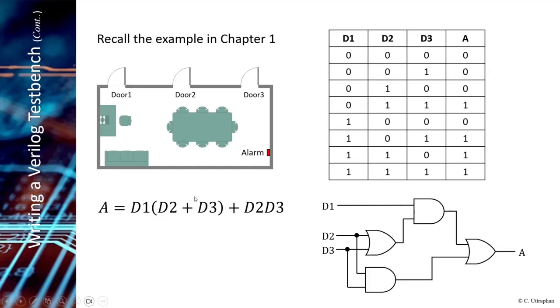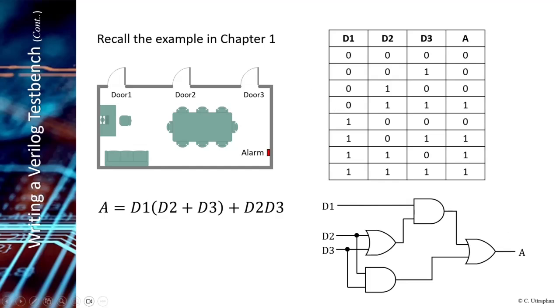the best way is to use data flow modeling, because we have the equation. This is the equation. Or you can write the code using structural modeling as well, because we have this circuit already. Then we will do the simulation: write the testbench and simulate the design, and see whether we can get the output that is similar to this truth table or not. Now let's start with writing Verilog code.